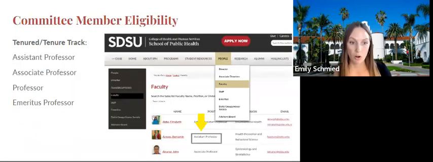Now, some students don't know what is meant when we say a tenured or tenure-track faculty member, because there are all sorts of different types of faculty positions here in the School of Public Health. Here on the screen, you see a screenshot of where you can find the directory on the School of Public Health website. When you look at the faculty directory, tenured and tenure-track faculty are those with the title of assistant professor, associate professor, professor, or emeritus professor. So you'll want to see what title they have, as well as what division they're in, when you are reaching out to people to be on your committee, because some people might not be eligible.